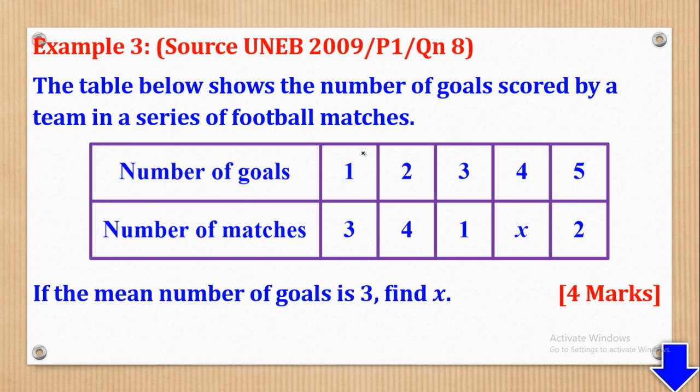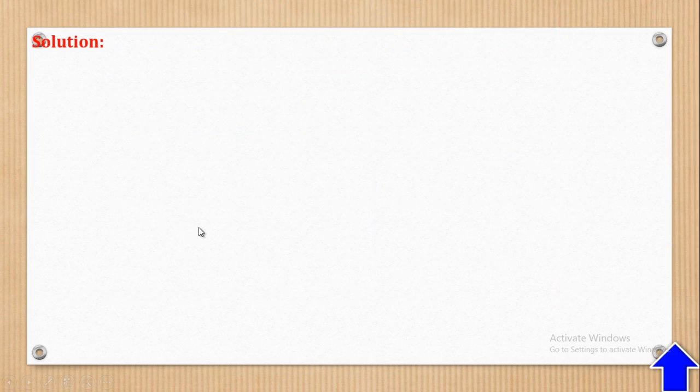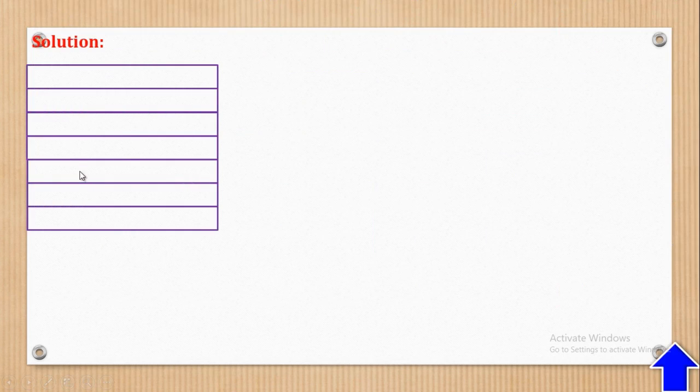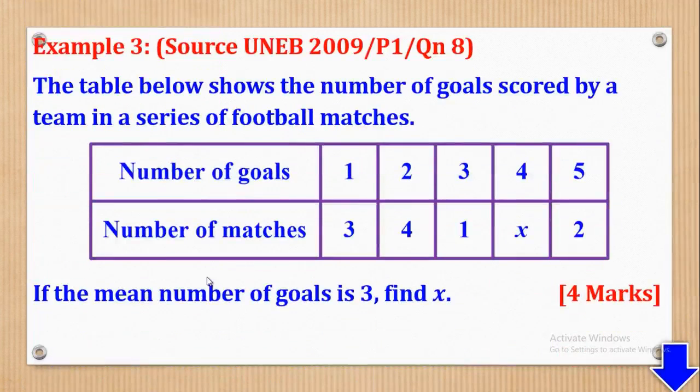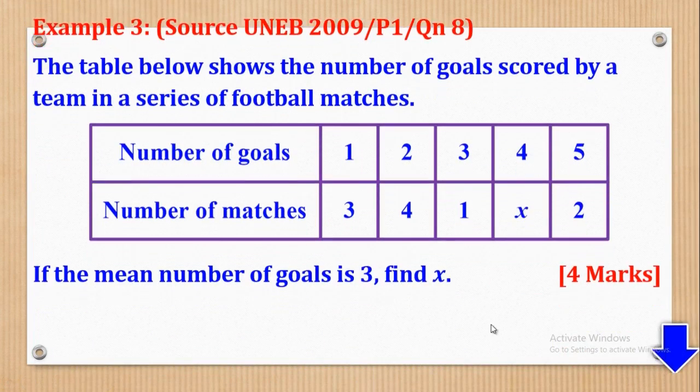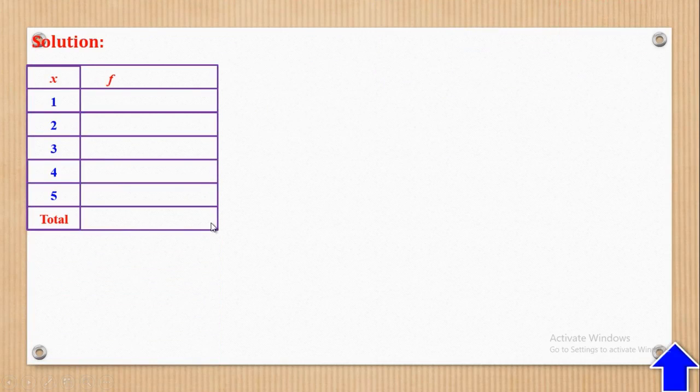So in this case, these are the values of x, which are the quantities, and these are the values of frequency, which is f, the number of times these matches appear. So the first thing to do will be to draw a frequency table. First of all will be the values of x. Now this x denotes the quantities, and these quantities will now be the number of goals. The number of matches will denote the frequency. So we shall come here and put another column of frequency.